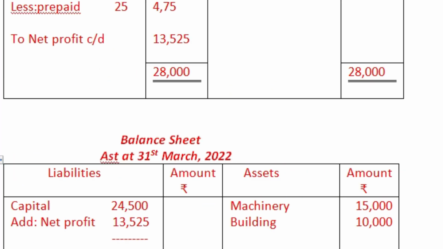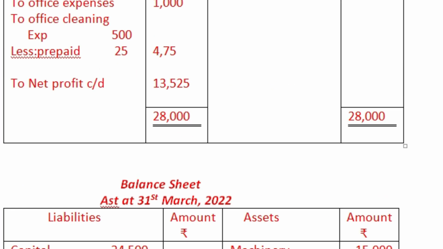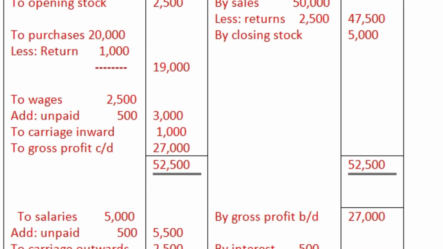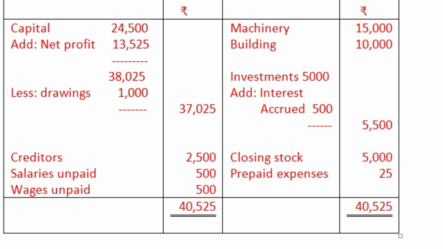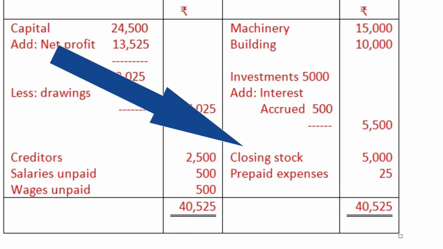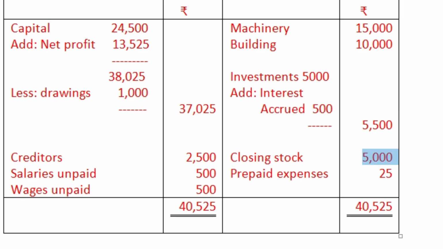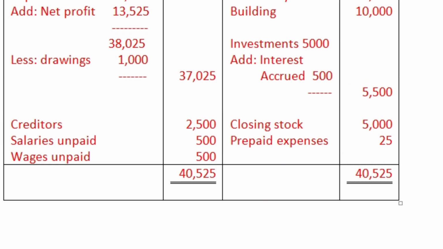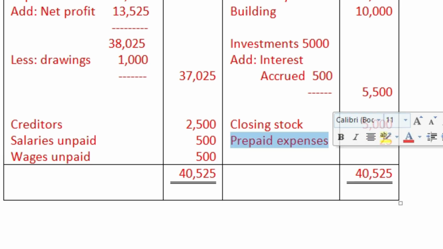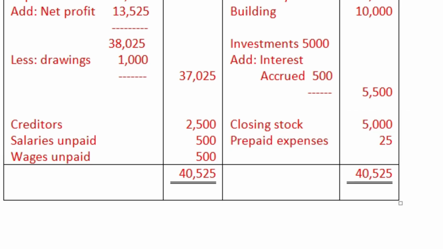Closing stock is given in the additional information, so that is an adjustment. Closing stock appears once on the credit side, and once as an asset. Asset is a debit balance. This one, closing stock, 5,000. Prepaid expenses here: this 25 is less, and it is shown in current assets, 25 here. This 25 rupees is shown twice.